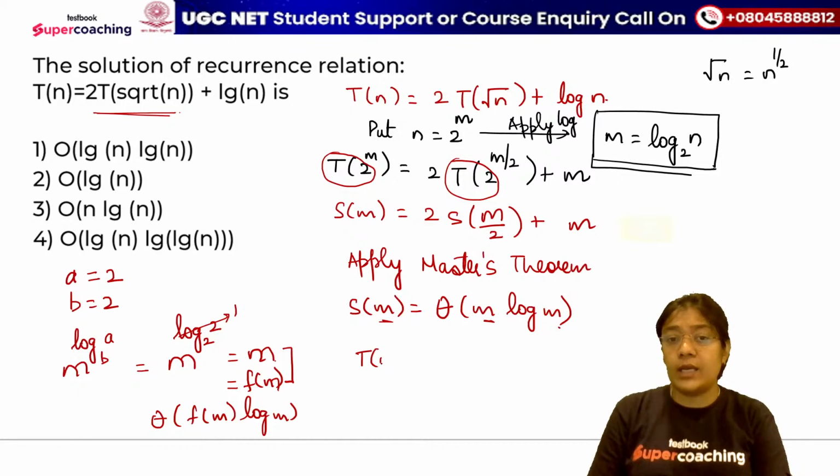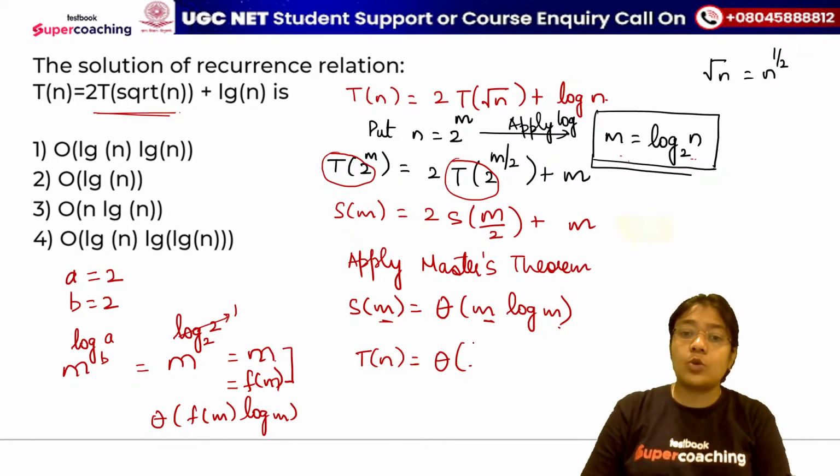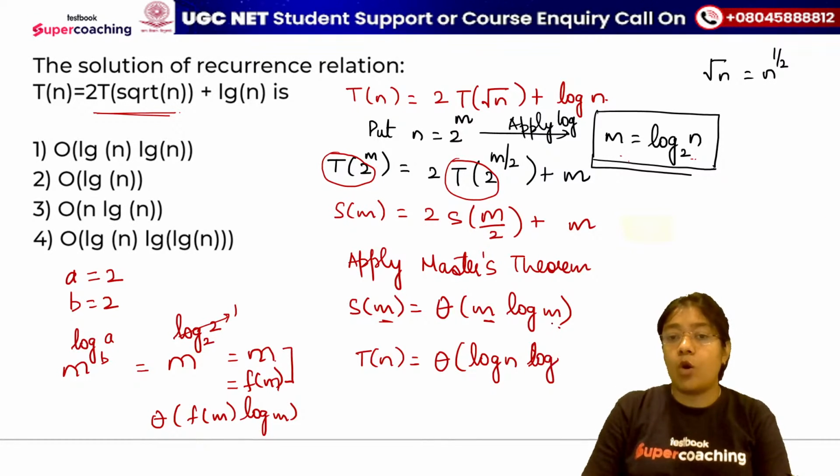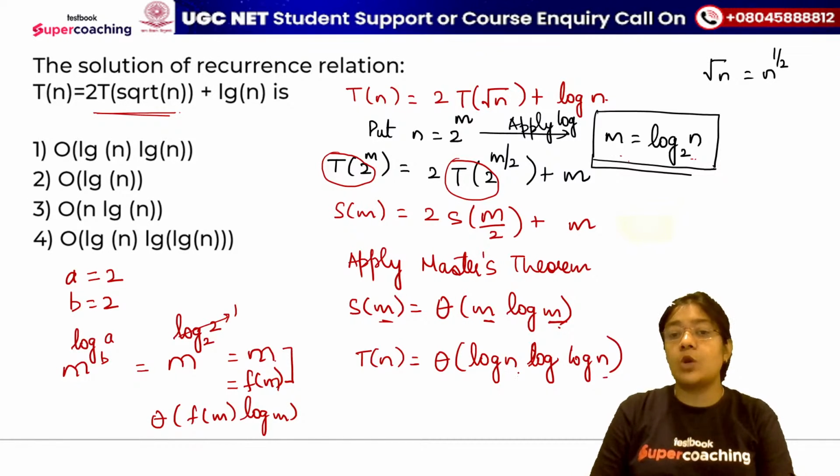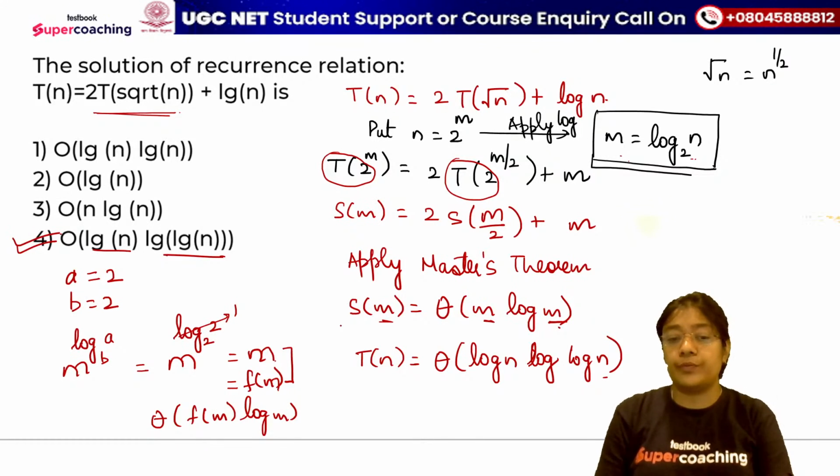So T of n is nothing but theta of m. m की वैल्यू, m और n में रिलेशन है, m is nothing but log n, so I'll substitute here log n. और m की वैल्यू फिर से सब्स्टिट्यूट कर दो, दैट इज log n. सो इट कम्स आउट टू बी log n log of log n, that is nothing but it's option 4. Is this clear?